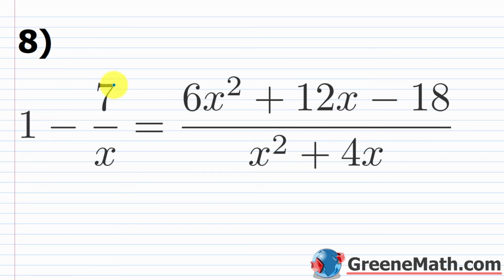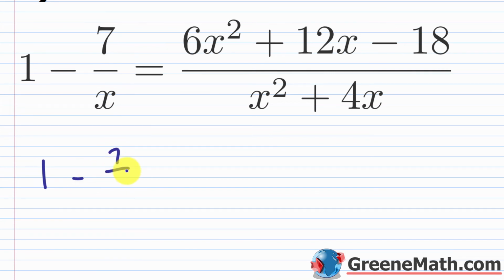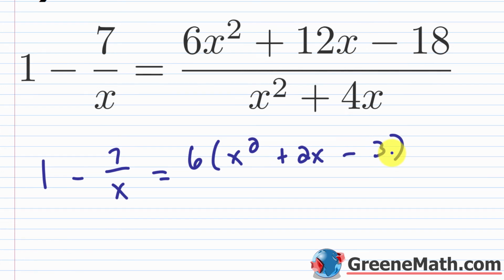So we have 1 minus 7 over x is equal to 6x squared plus 12x minus 18. This is over x squared plus 4x. So let's write 1 minus 7 over x. This equals, up here, let me pull out a 6. That would give me x squared, and then plus 2x, and then minus 3. And I could further factor that. If you want two integers whose sum is 2, and whose product is negative 3, well, that's going to be positive 3 and negative 1. So this is 6 times the quantity x plus 3 times the quantity x minus 1.